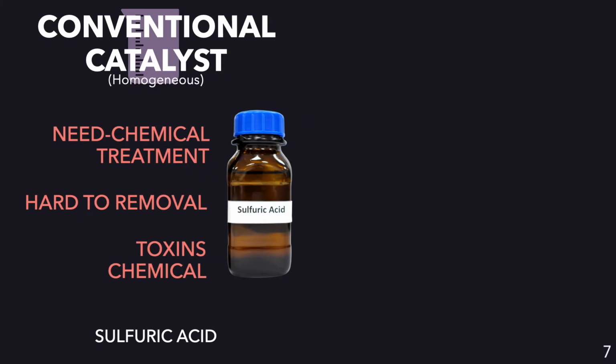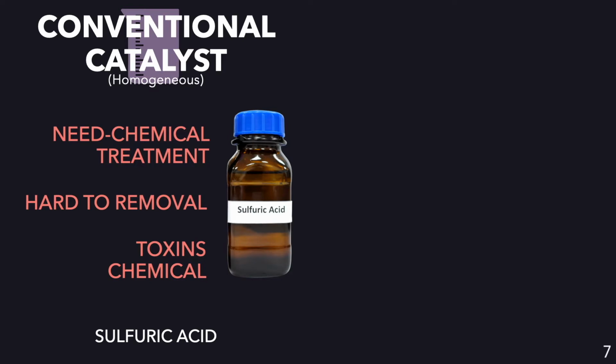Normally, sulfuric acid is widely used as a catalyst because it is easy to use and the price is cheaper than the heterogeneous catalyst. However, the sulfuric acid still needs to be eliminated by adjusting the pH before releasing into the environment, and it is very dangerous to use.